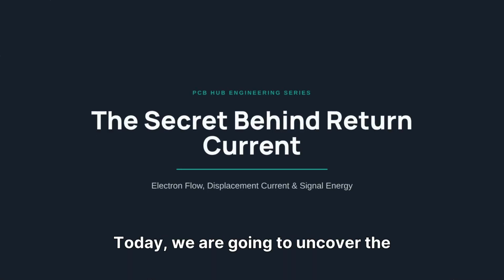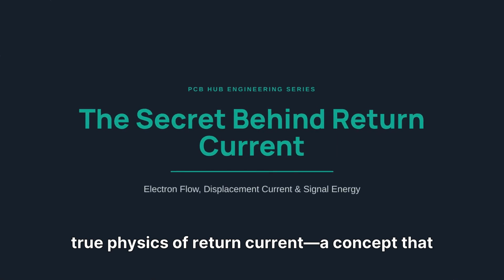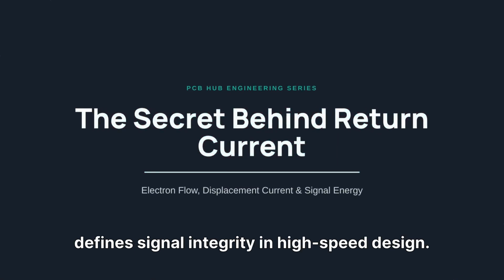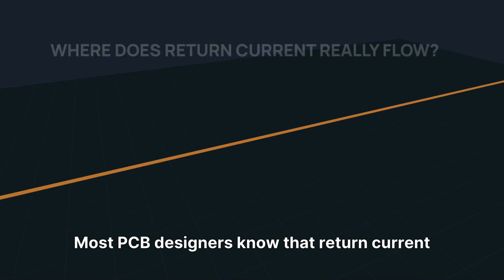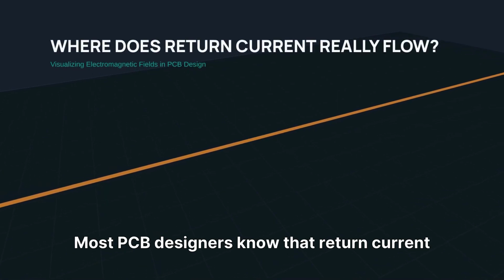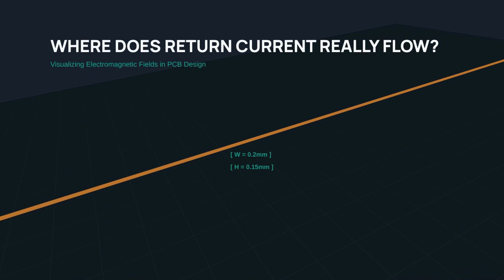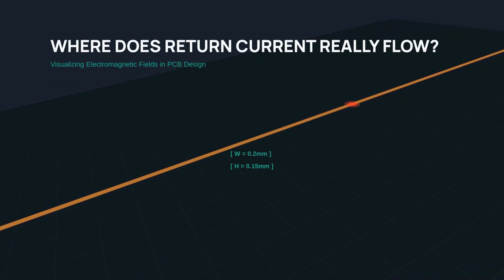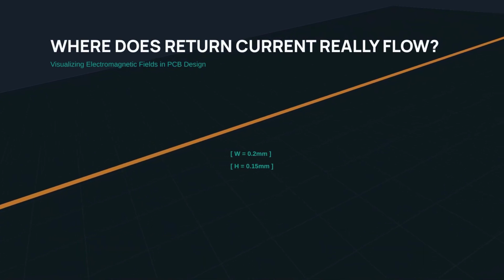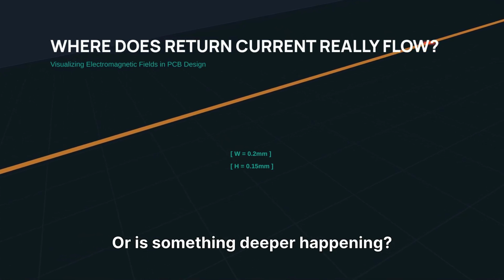Today, we are going to uncover the true physics of return current, a concept that defines signal integrity in high-speed design. Most PCB designers know that return current flows under the signal trace. But have you ever wondered why? Is it because electrons choose the shortest path? Or is something deeper happening?